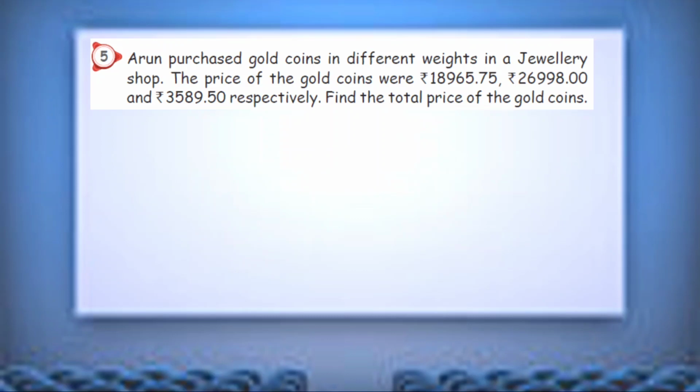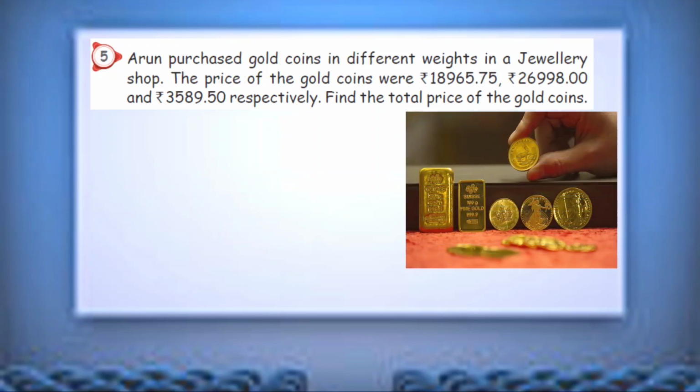Fifth sum, Arun purchased gold coins in different weights in a jewellery shop. So the price of the gold coins were 18,965 rupees 75 paise and 26,998 rupees. Then last coin's value is 3,589 rupees 50 paise respectively. So find the total price of the gold coins.